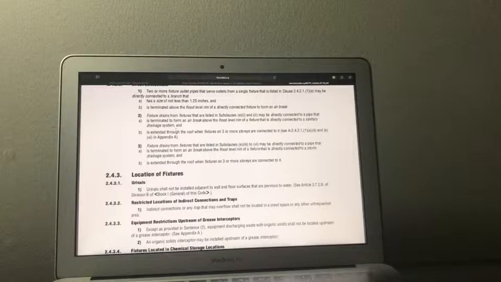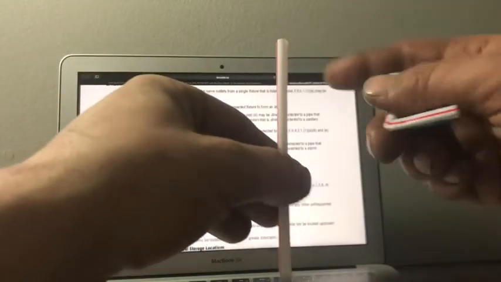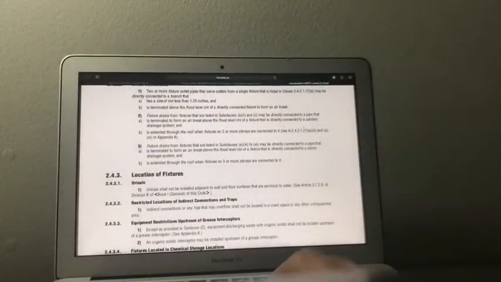And so, pretty typical, maybe, yeah, air break is extended through the roof where fixtures on 3 or more stories are connected to it. So again, with the DWV, this time it's on the vertical, picking up fixtures from 3 different stories, indirectly connected at the bottom, and would obviously penetrate through the roof, they're asking as well.